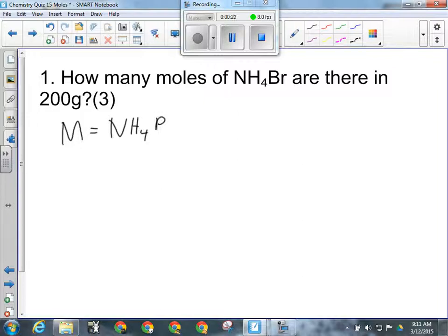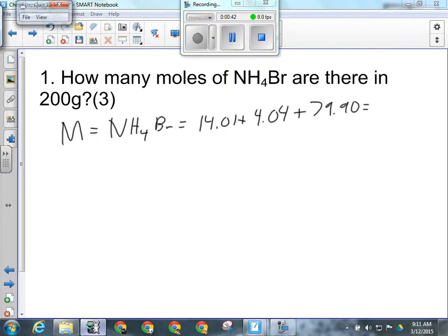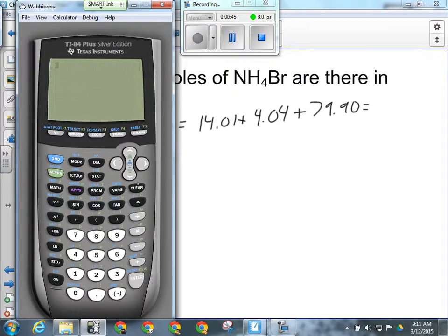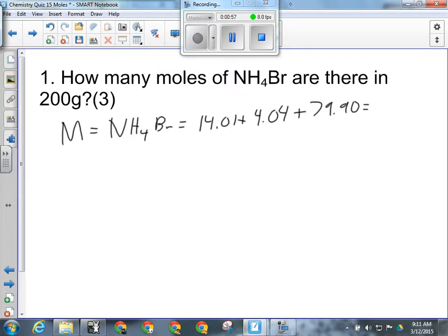So how many nitrogen here? 1. So we've got 14.01. How many hydrogen? 4. So that'll be 4.04 because each hydrogen's 1.01. And how many bromine? 1. Plus 79.90. So we've got to calculate what that is. We've got 14.01 plus 4.04, plus 79.9. So we're looking at 97.95 grams per mole.